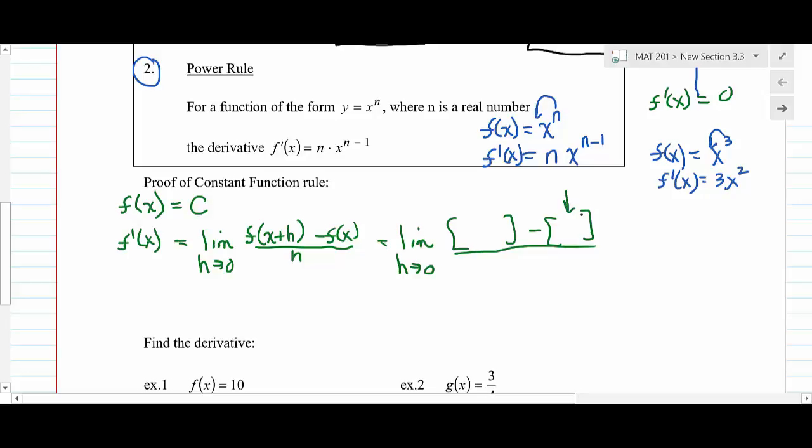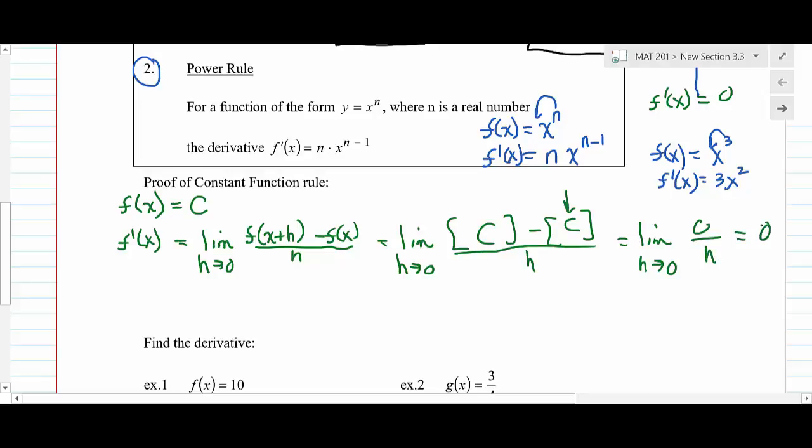What's the function? C. What do you think f of x plus h is? Still c, right? Can't be anything different. You can't replace the x with x plus h because there's not even an x there. So look what you get. You get the limit as h goes to 0 of 0 over h. So of course that's equal to 0, right?